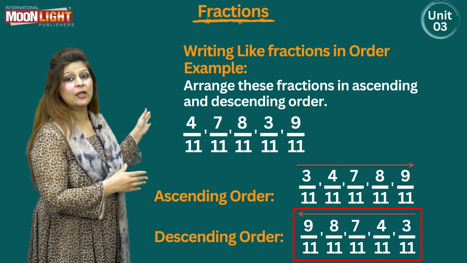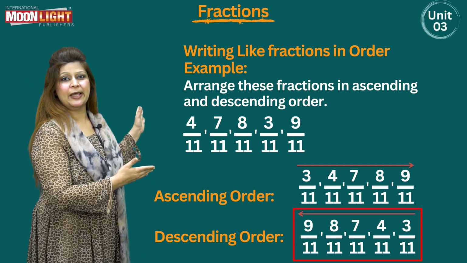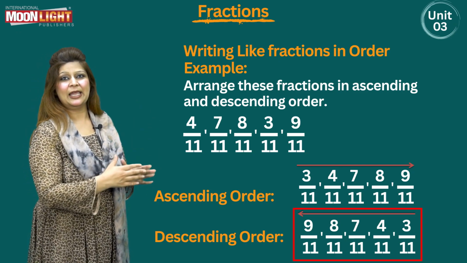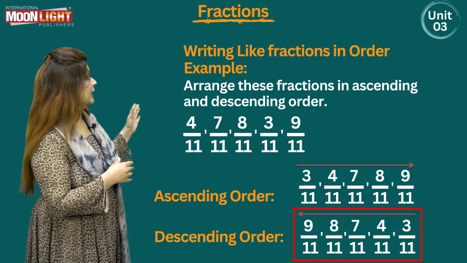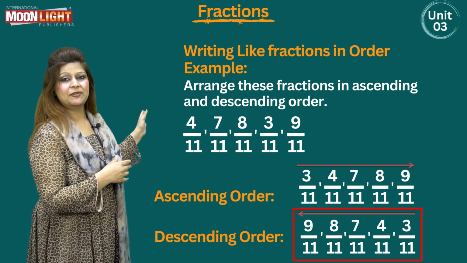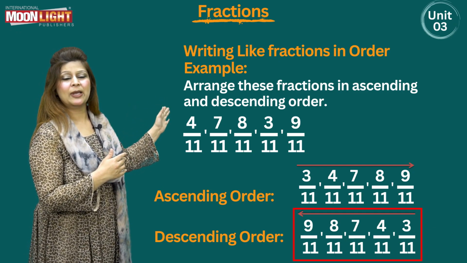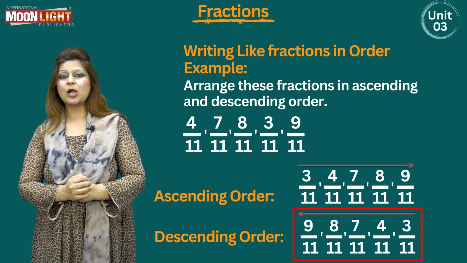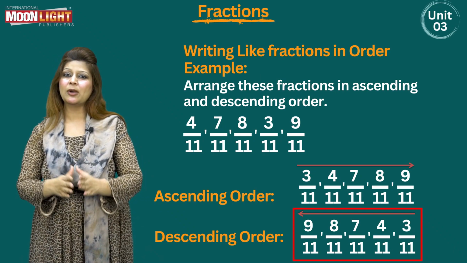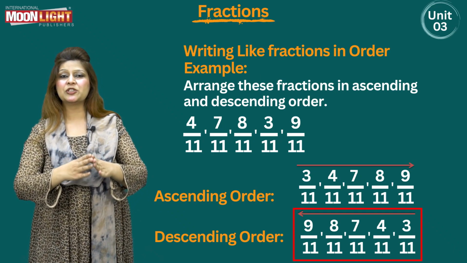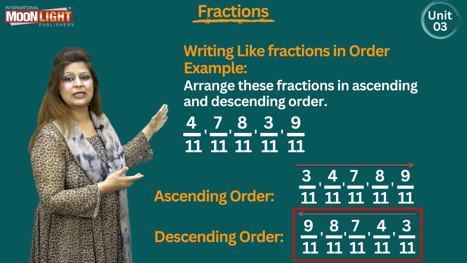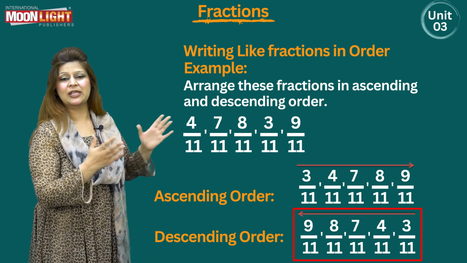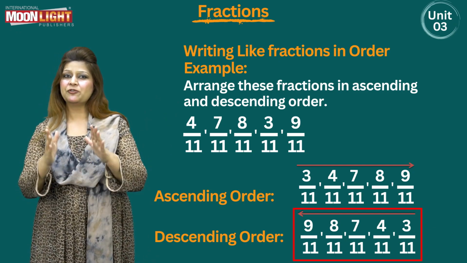Or you can check that we write the smaller number from the number 9 and then move towards the smallest number. So here it is 9 by 11, 8 by 11 after a comma, then 7 by 11 after a comma, 4 by 11 after a comma, and finally the smallest like fraction over here is 3 by 11.